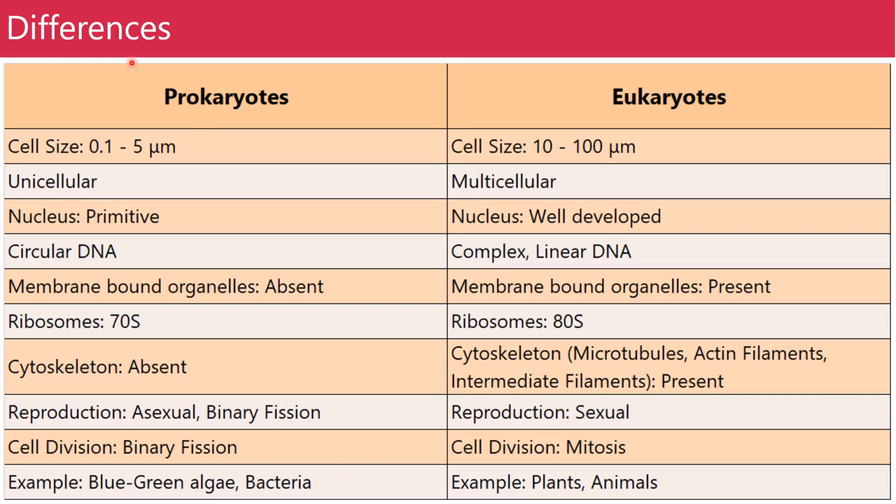Here are some major differences between prokaryotes and eukaryotes. The first is cell size. The prokaryotic cell ranges from 0.1 to 5 micrometers, whereas the eukaryotic cell ranges from 10 to 100 micrometers in size. The prokaryotes are unicellular and the eukaryotes are multicellular. However, there are some exceptions of eukaryotic unicellular organisms such as paramecium, yeast and amoebas.